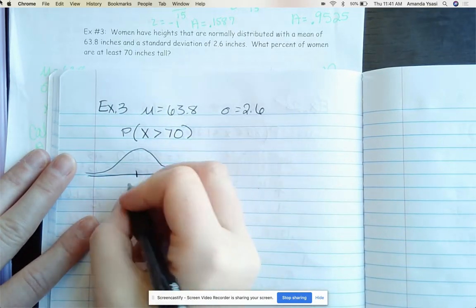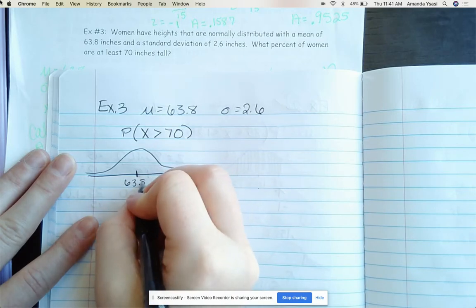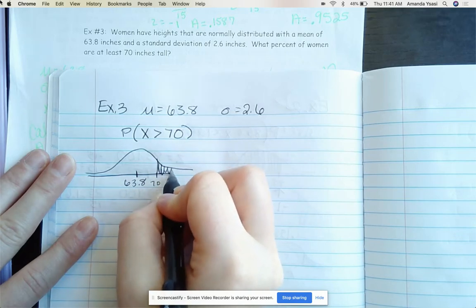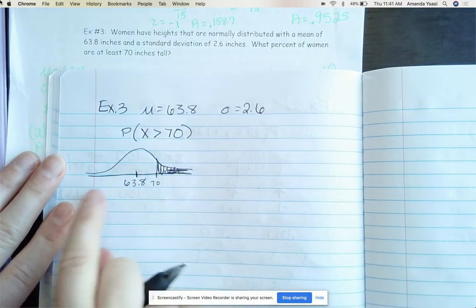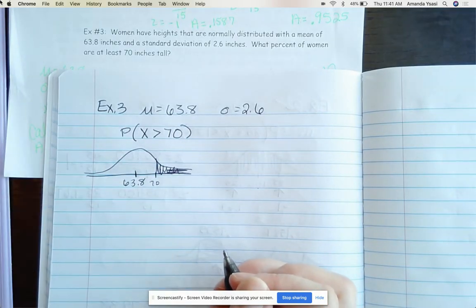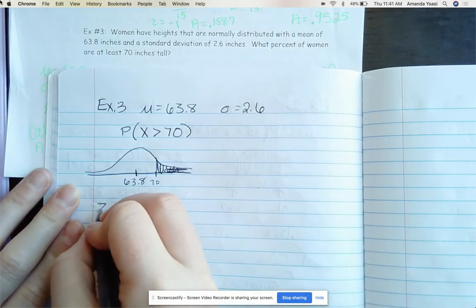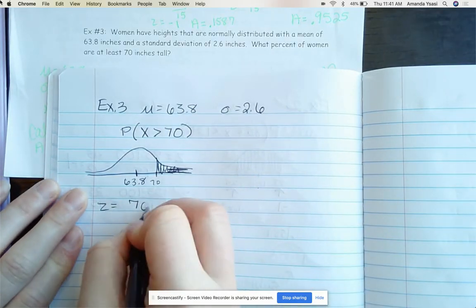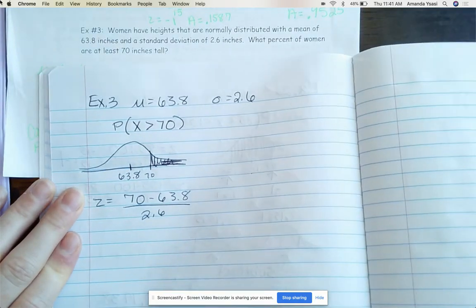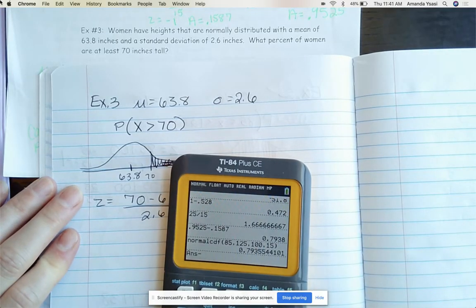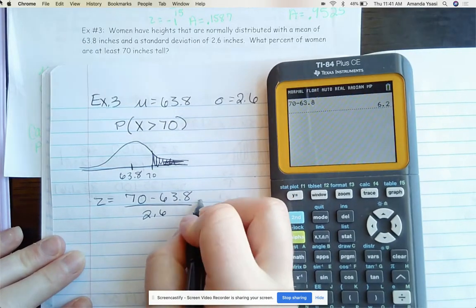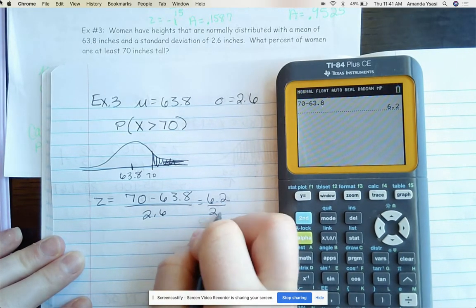So we know that this is 63.8, and we're looking at 70. So we're looking at this side. So with the table, we can find the left side, and then subtract it from 1. So we need to convert this 70 to a z. So z equals 70 minus 63.8 divided by 2.6. 70 minus 63.8, 6.2 over 2.6.